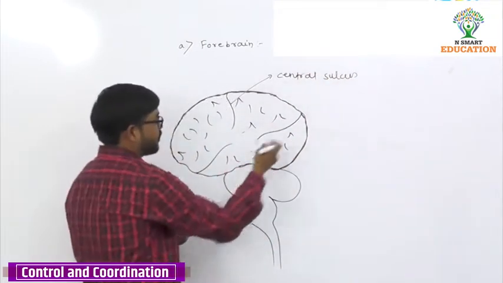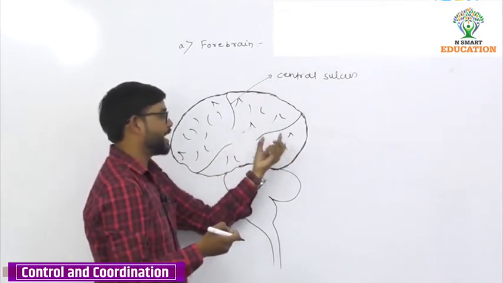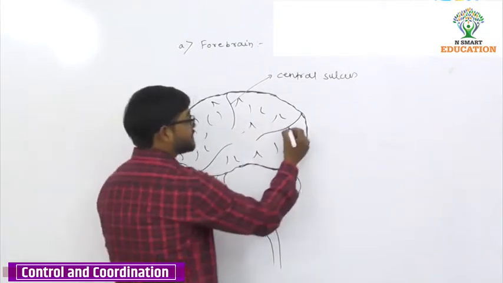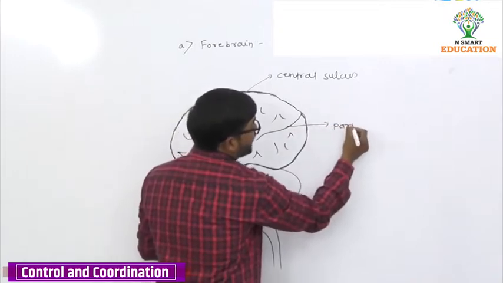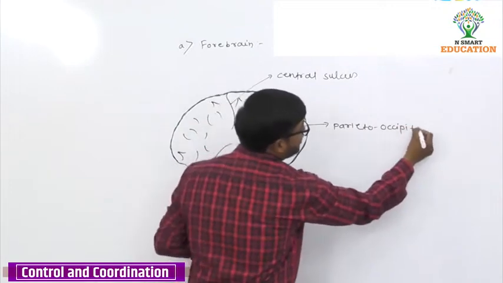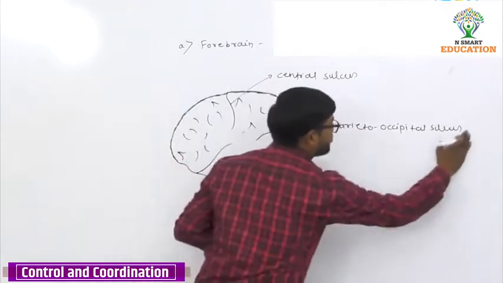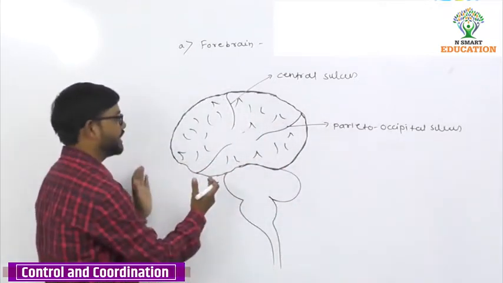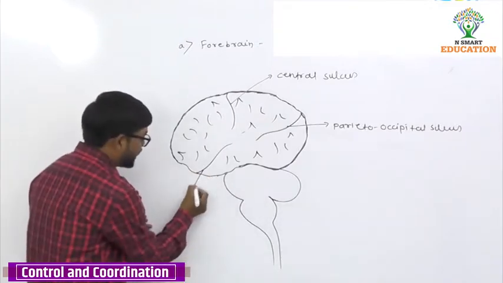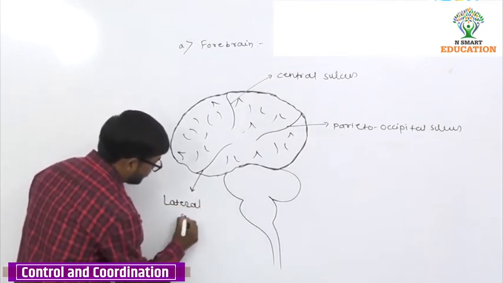This type of sulcus means it involves some part of the temporal lobe, some part of the occipital lobe and some part of the parietal lobe. That is called the parieto-occipital sulcus. Here, no doubt, this is the lateral view, and this is called the lateral sulcus.